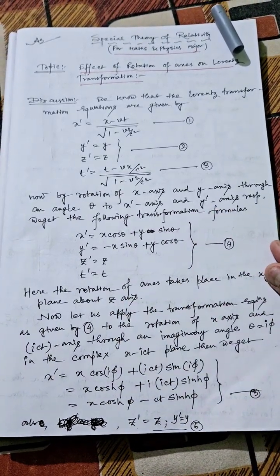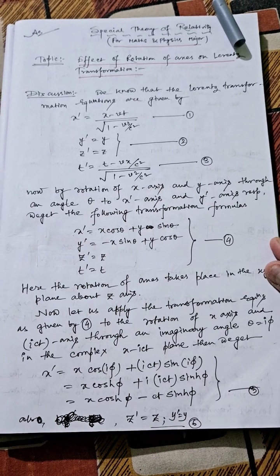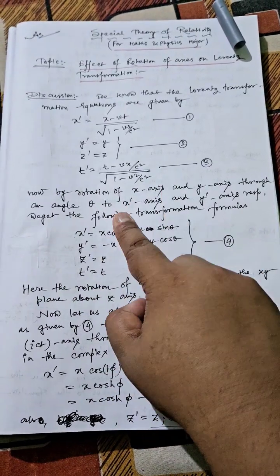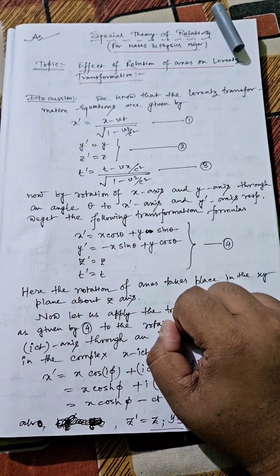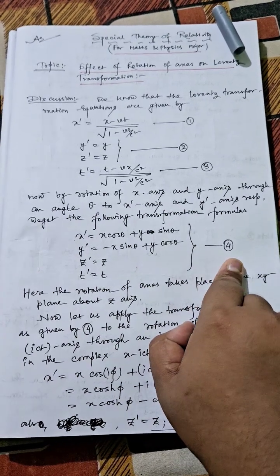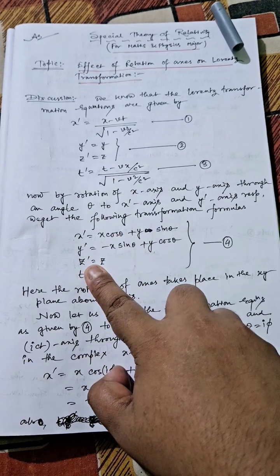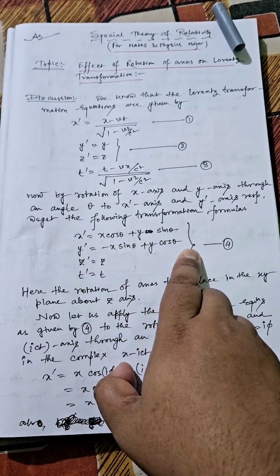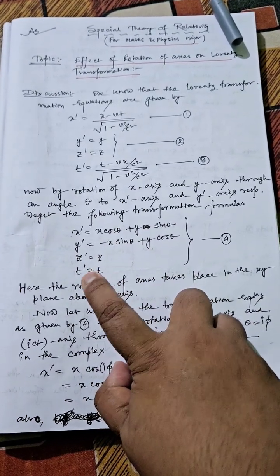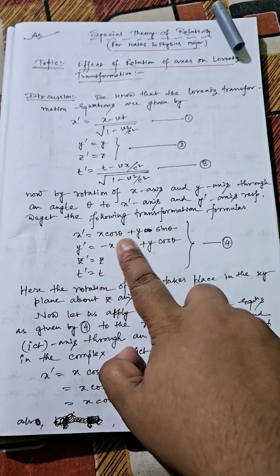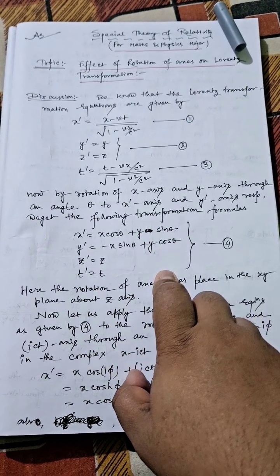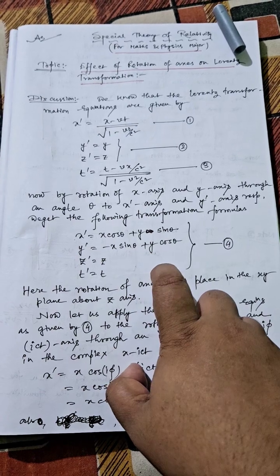Now we can use the concept of elementary coordinate geometry to find the relationship between the old coordinate system and the new coordinate system, and that's why I have written equation number 4. x' = x cos theta + y sin theta, y' = -x sin theta + y cos theta, z' = z, t' = t. So here we have assumed that the rotation takes place in the xy plane about the z axis.